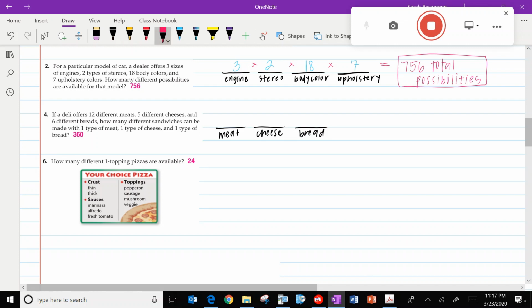Since I get 1 choice for each, I need to list how many different outcomes there are for each event. For meat, there are 12 different types of meat that I could choose. For cheese, there are 5 different types of cheese, and I can choose 1. For bread, there are 6 types, and I just get to choose 1. So I multiply these together to figure out how many total number of sandwiches there are possible, and you'll get 360 total possibilities.